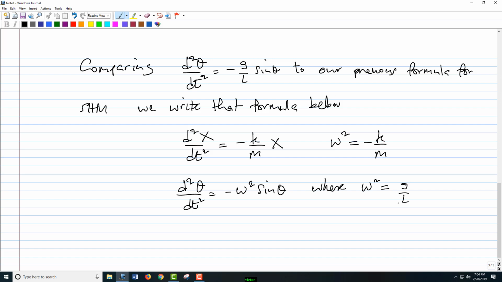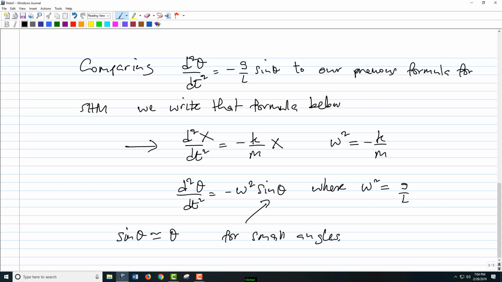So the only difference between what we've written now and our formula for simple harmonic motion above is that our formula depends on sine theta. But that is not what we want for simple harmonic motion. So what we can do is, since our pendulum is going to be in simple harmonic motion, we can take a small angle theta. So for small angles theta, we can see that sine theta is approximately equal to theta, and I'll write that here. That's for small angles.